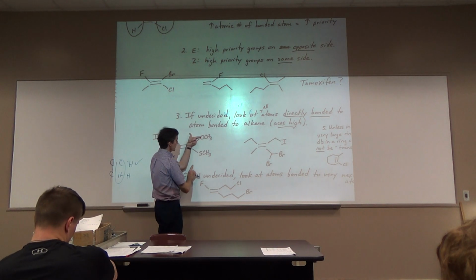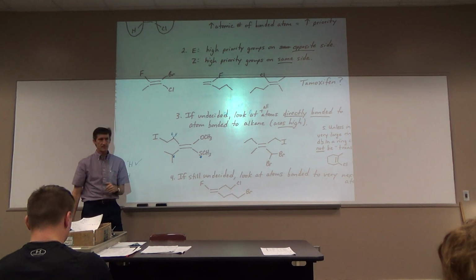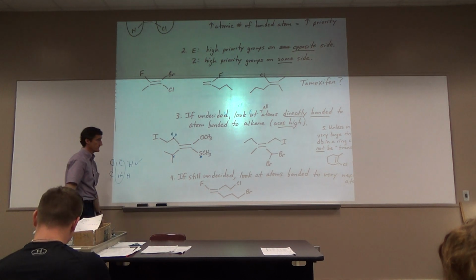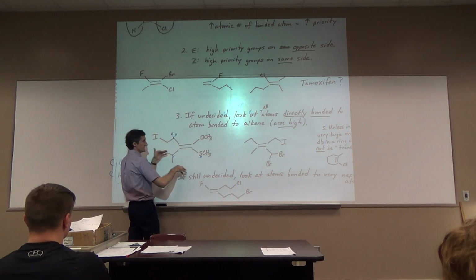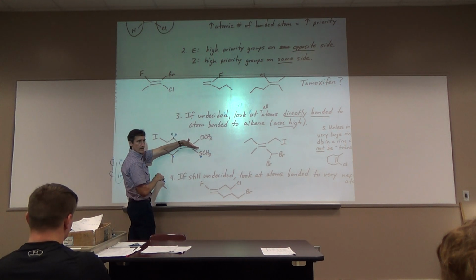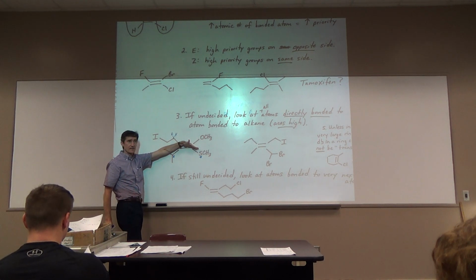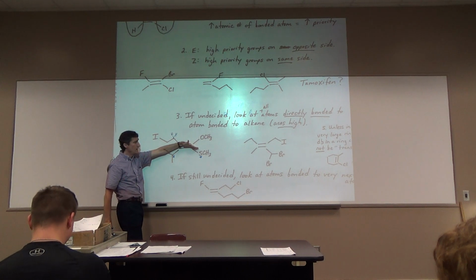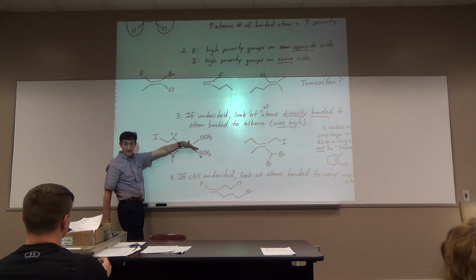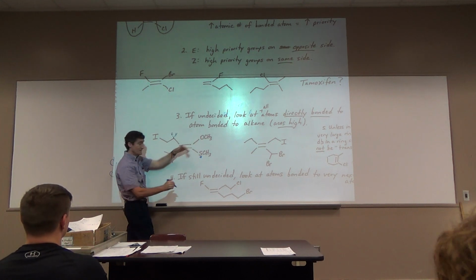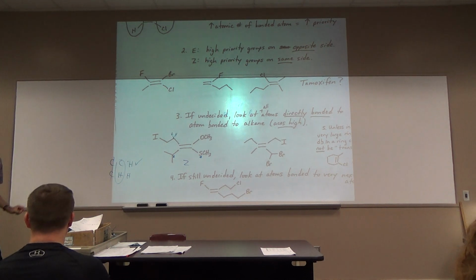Over here, which wins? O or S? S. High priority groups are on the same side. That's different from this side, that side. It's the same side, like cis and trans. The high priority groups are cis. That's what it means, the same side. Cis or trans. And when the high priority groups are cis, we call that Z. It's more specific.